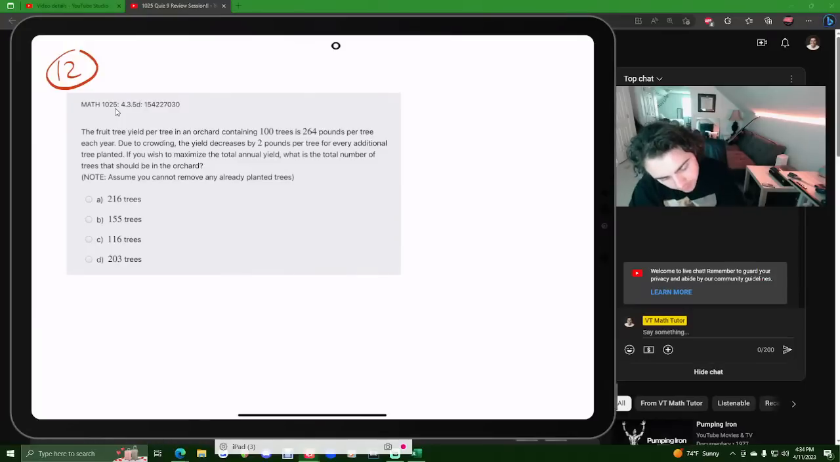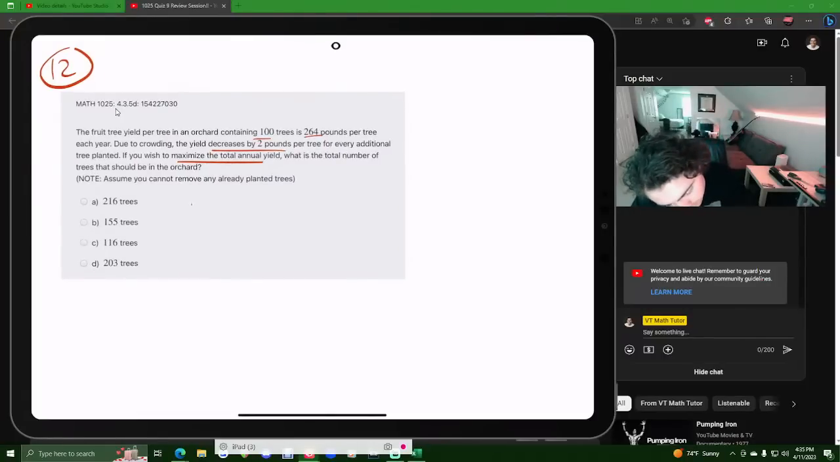So checking out this problem, they give us some information about a fruit tree yield in an orchard containing 100 trees, 264 pounds per tree. Yield is decreasing by 2 pounds per tree. If you wish to maximize the annual yield, what's the total number of trees that should be in the orchard? So here's the process for this one. The first step is setting up the yield function, or the yield equation.